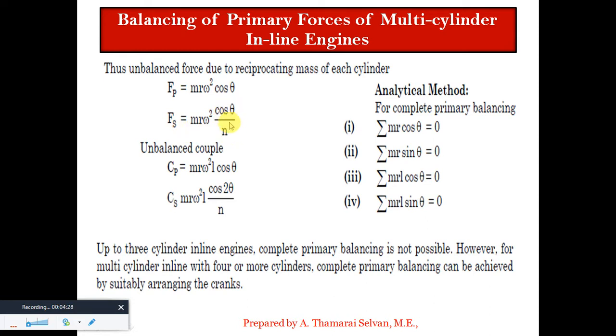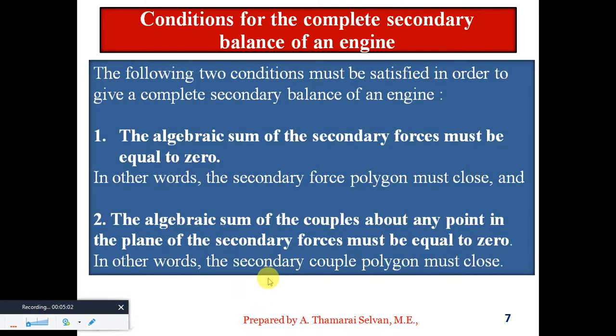And the secondary force is m r omega square cos, actually here 2 theta should be there, so cos 2 theta by n. The unbalanced couple is m r omega square L cos theta, and the secondary couple is m r omega square L cos 2 theta by n. So here also in the secondary force it should be cos 2 theta, as you have in the couple. For analytical method we use these equations for complete balancing: summation m r cos theta equal to 0, summation m r sin theta equal to 0, and summation m r L cos theta, that is the couple polygon, equal to 0, so the couples would be equal to 0.